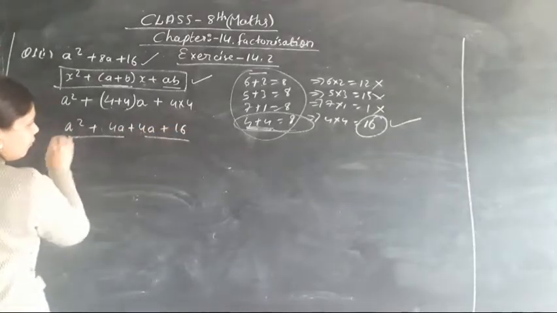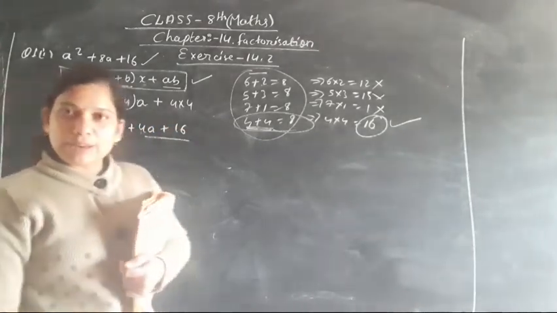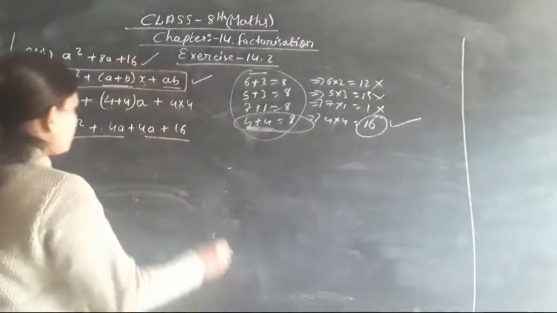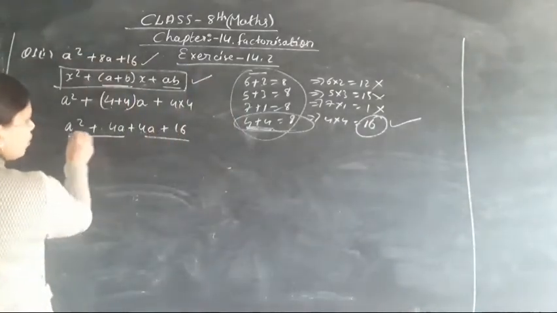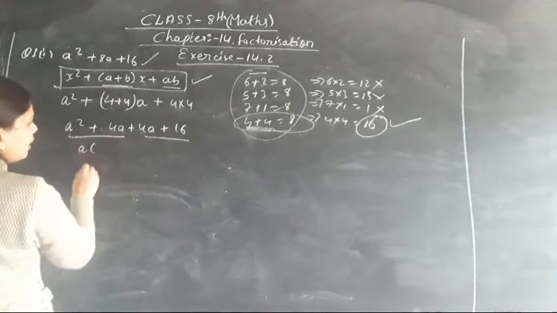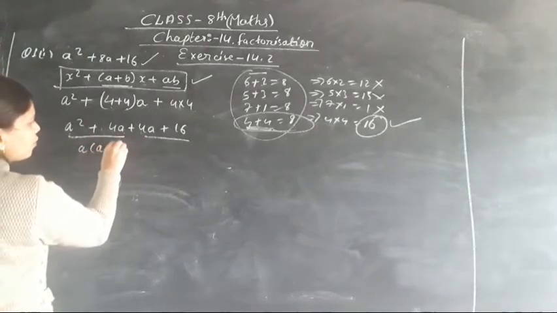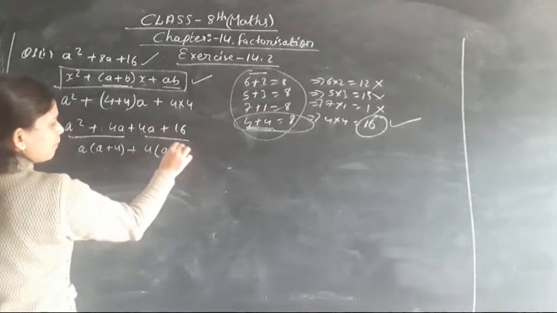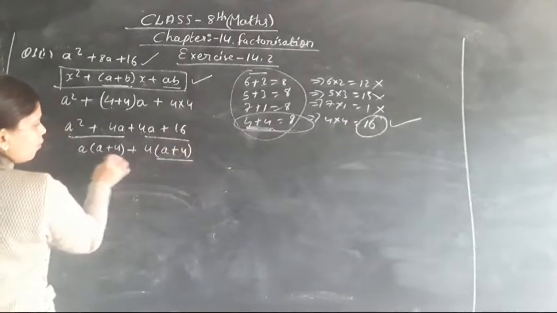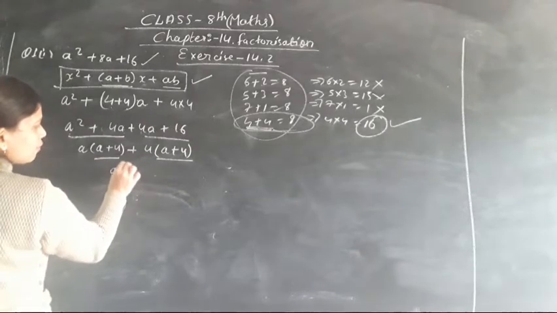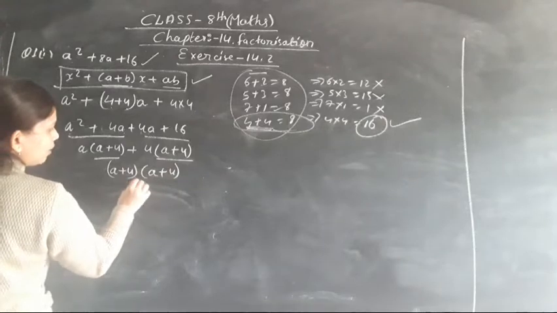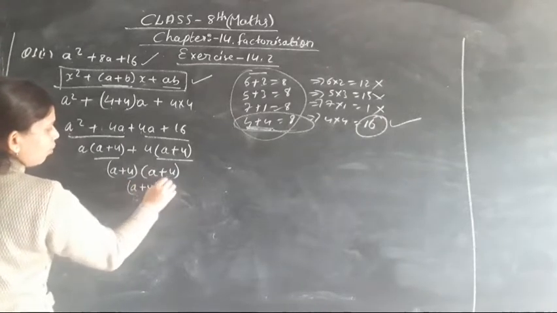Now the second step: we will make pairs of the two numbers. While making the pair, we have to bring out the common factor. Now from these two terms, which one can be taken as common? a can be taken common. What is left? a plus 4 is left. Now from these two terms, 4 can be taken common. So a plus 4 is left. Again a plus 4 is common. So we take a plus 4 as common. Here what is left is a plus 4, which can be written as (a plus 4) the whole square.